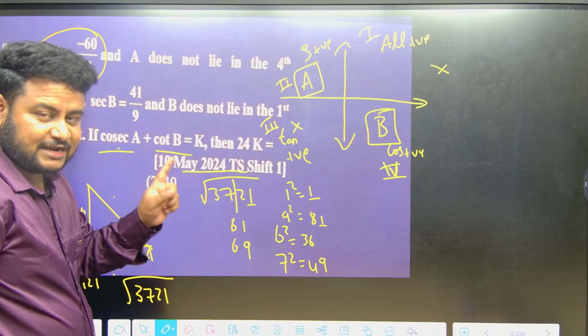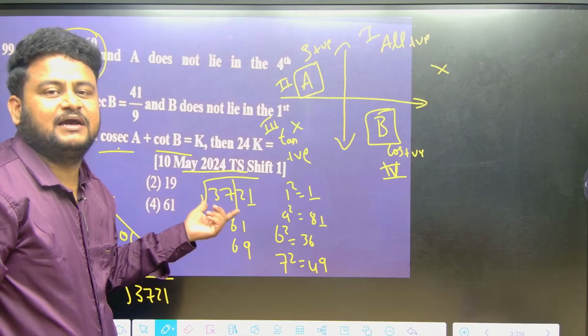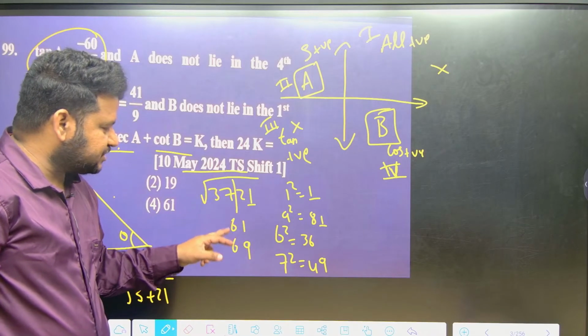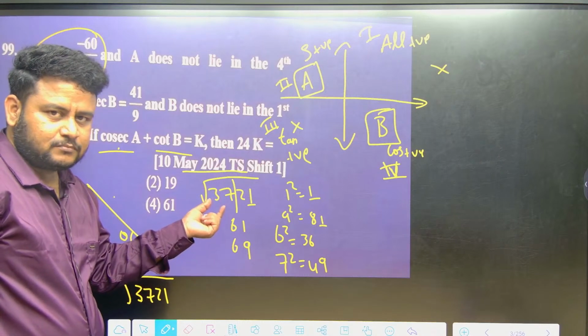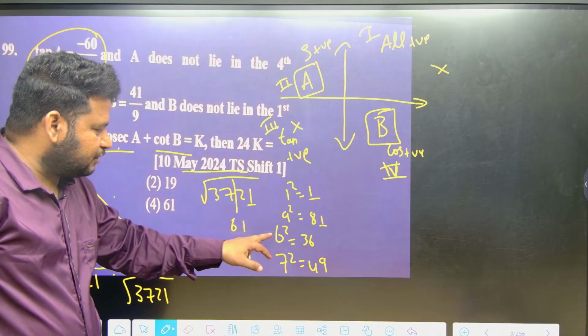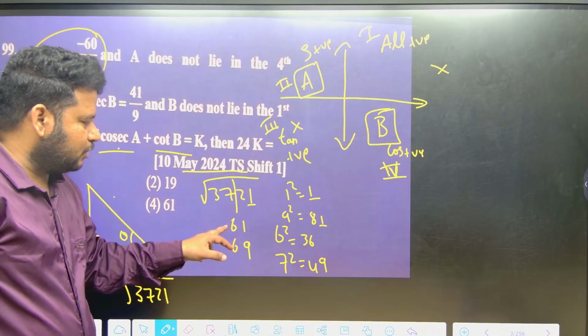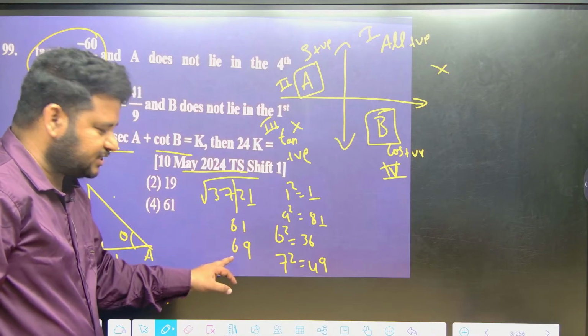I am still not solving the question, I am telling you how to find the square root of a bigger number. So see here, 61 and 69 I got, but I am not able to decide which one. Now 37 is there, and we took the lower value, which is 6. So 61, 69 I got.